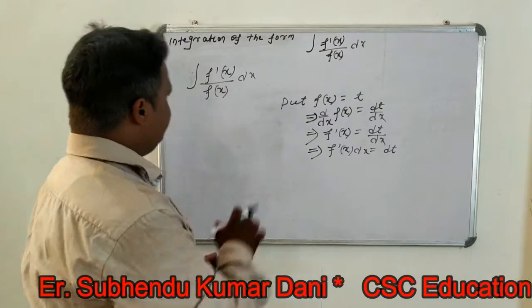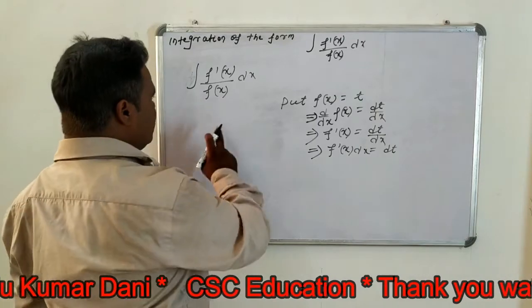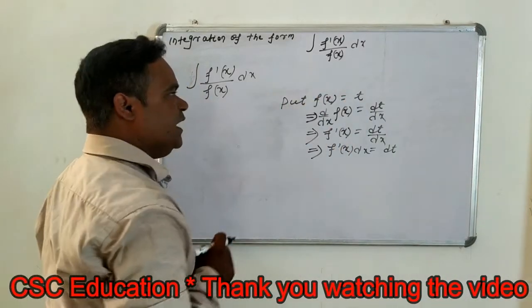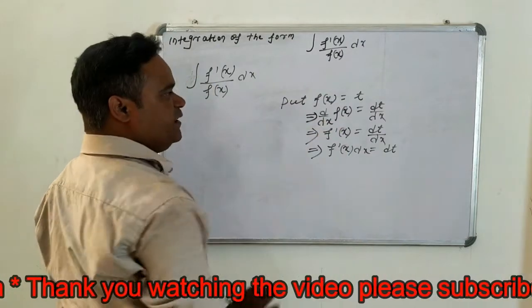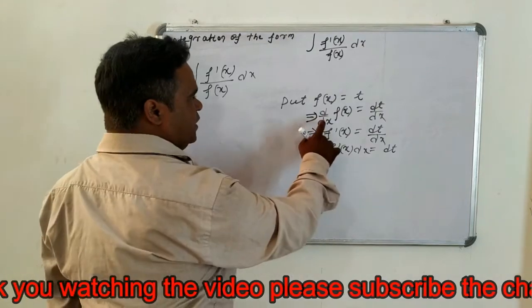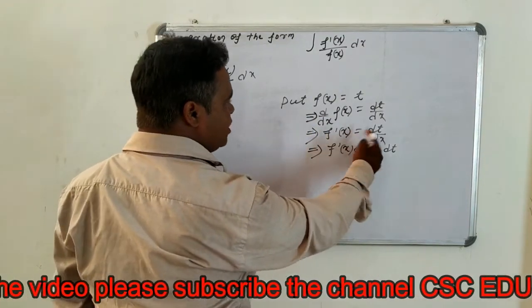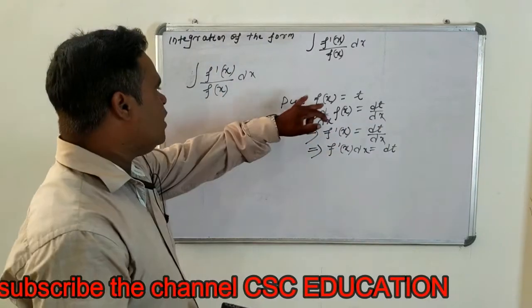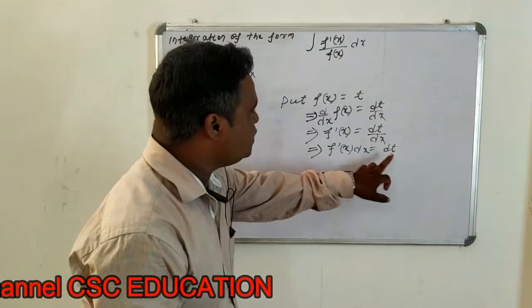So I am putting the substitution method of integration. Firstly, f(x) is put as t, a function of x, which means taking the derivative on both sides with respect to x. The derivative of f(x), which is f'(x), equals dt/dx. Putting f(x) as t, f'(x) dx equals dt.